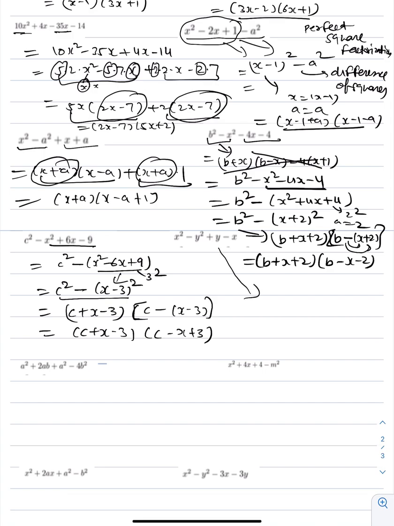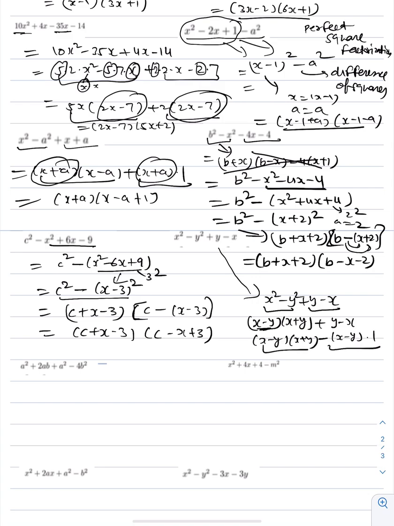This one, I'm going to rewrite this equation: minus y squared plus y minus x. So maybe I need to rearrange this, or you can do it without rearranging too. So I can group like this. So this is x minus y, x plus y. And then here you have y minus x, but I need this to be x minus y. So I'm going to take negative common, x minus y times 1. And then from here, x minus y is common. So you will get x plus y minus 1.